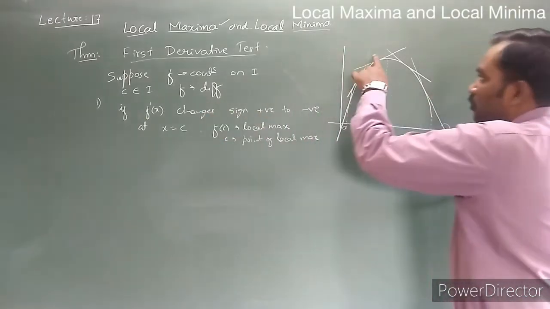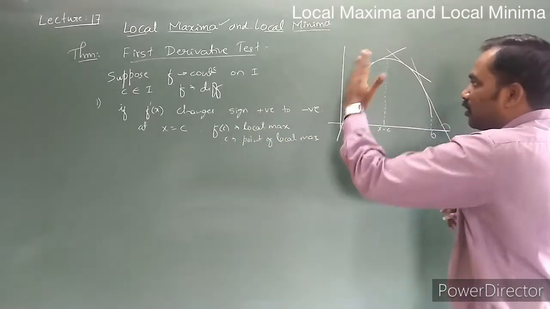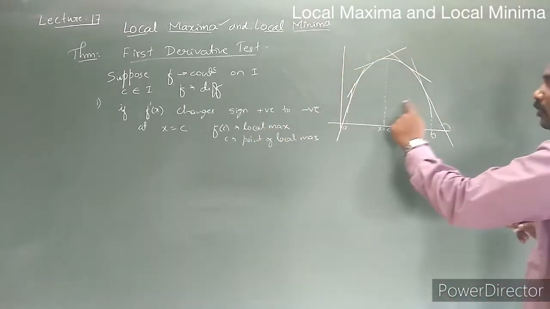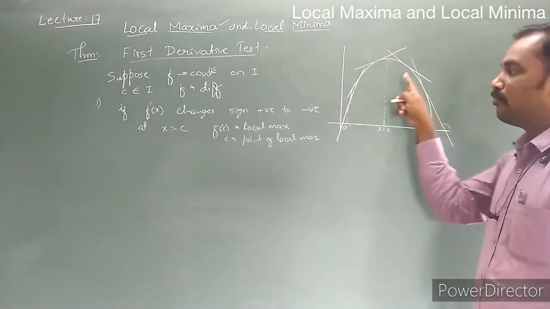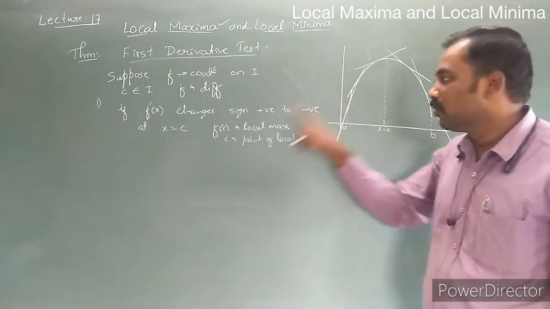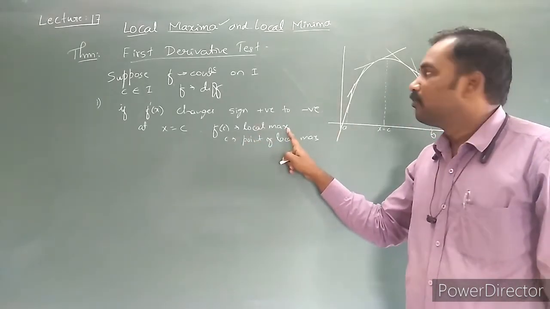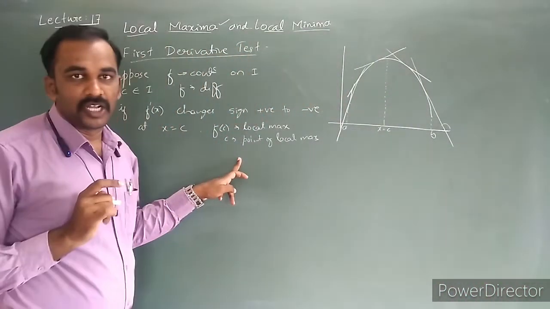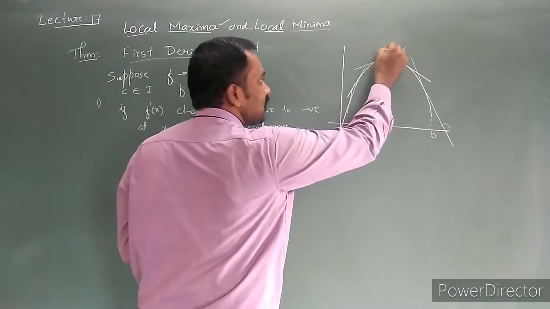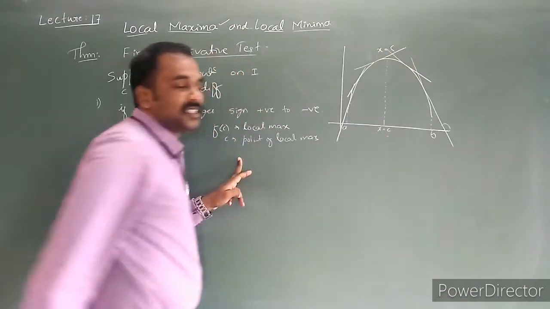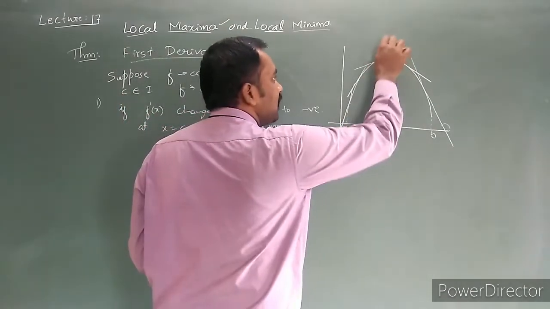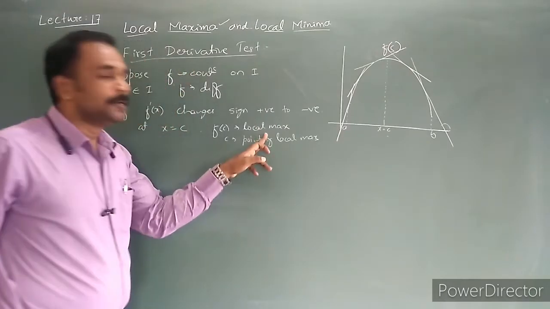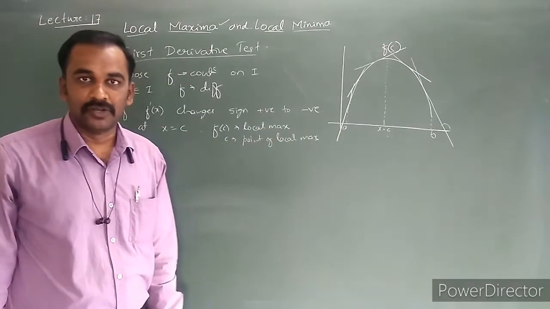F dash of x, the slope of the tangent, changes the sign from positive to negative. Then it has a local maximum value, and C is said to be a point of local maximum. At this point, x is equal to C. This is the point of local maximum, and f of C is said to be a local maximum value. Very simple.